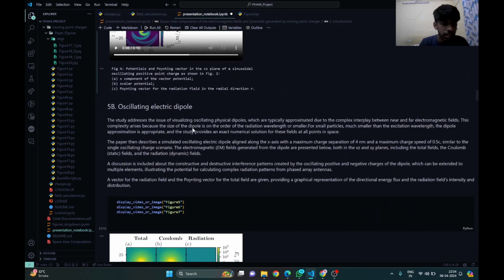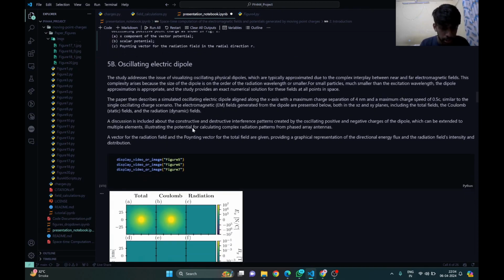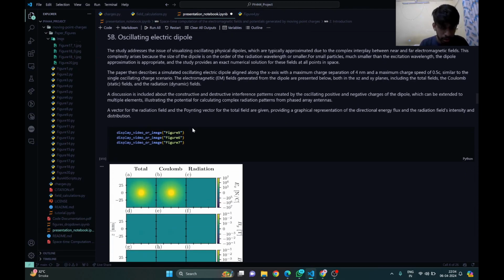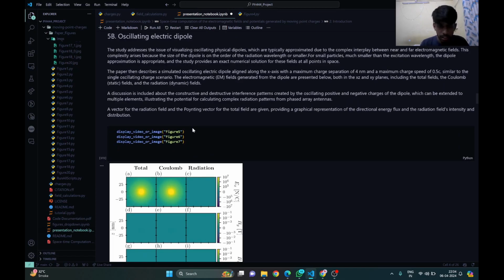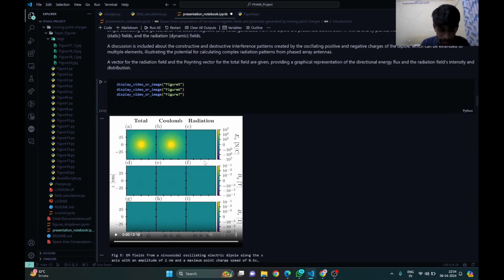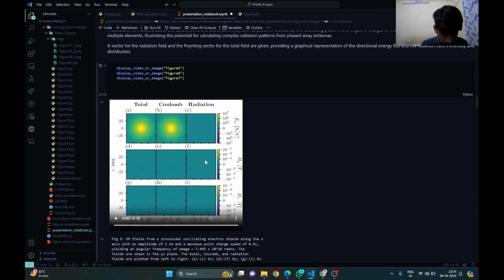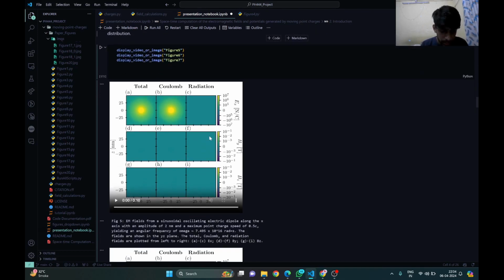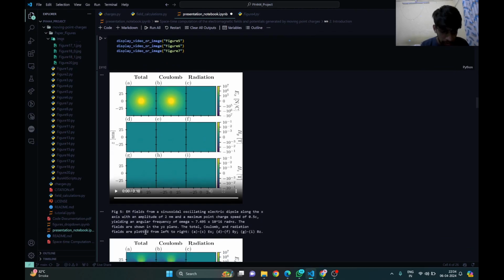Our next case is the oscillating electric dipole. In this case, we have a dipole of one positive charge and one negative charge. The charges are at -2 nanometers and +2 nanometers, and they start to oscillate like this. So the dipole switches its direction in some time. The maximum speed of the charges is 0.5 c as they reach the center, while their angular frequency is about 7.5 times 10 to the power 16 radians.